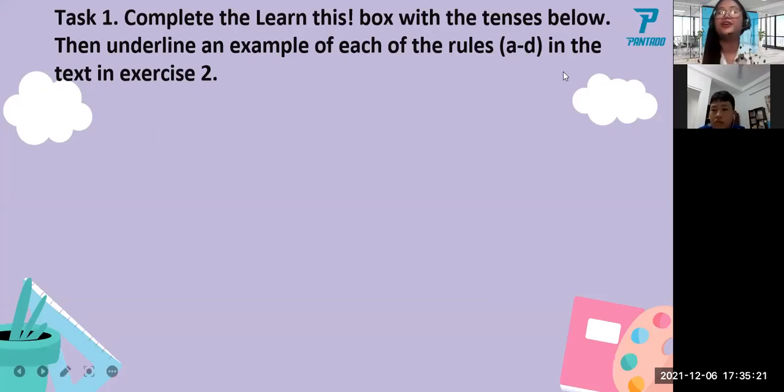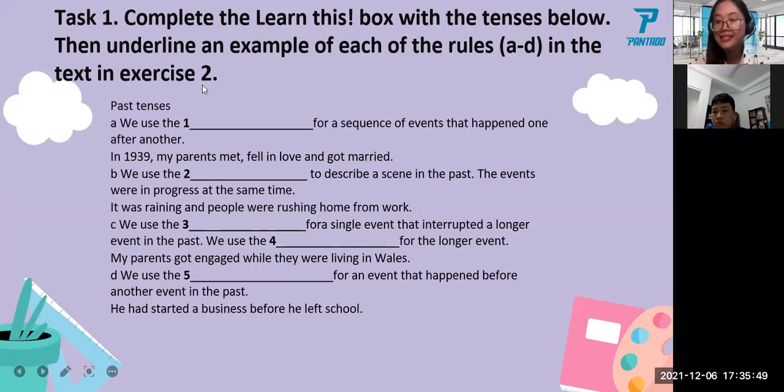Okay, let's complete the Learn This box. Please read. Complete the Learn This box with the tenses below. Then underline an example of each of the rules A to D in the text in exercise 2. Okay, thank you. Okay, past tenses. Look, past tenses.